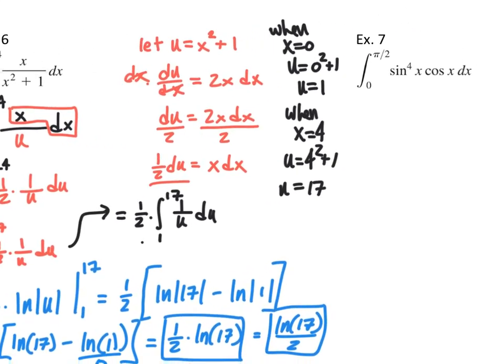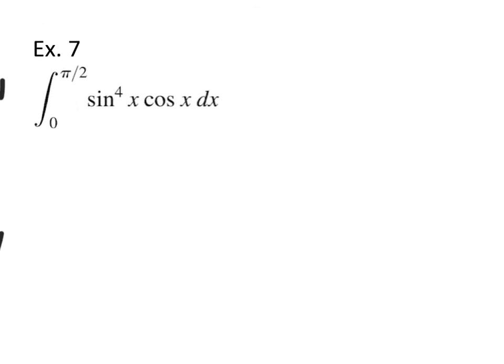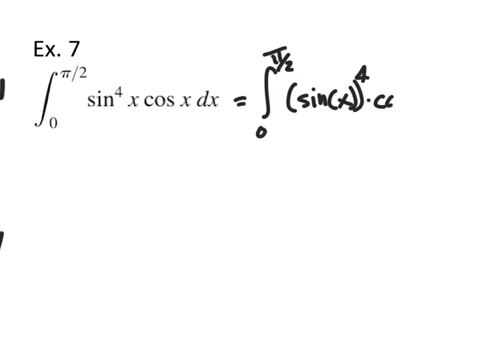All right, let's go ahead and move on to example 7. Example 7 is the integral from 0 to pi over 2 of sine to the 4th x times cosine of x. I'm going to rewrite this because it's kind of hard for me to read and to see what my u is going to be. I'm going to rewrite this as the integral from 0 to pi over 2 of the quantity sine of x to the 4th times cosine of x dx.